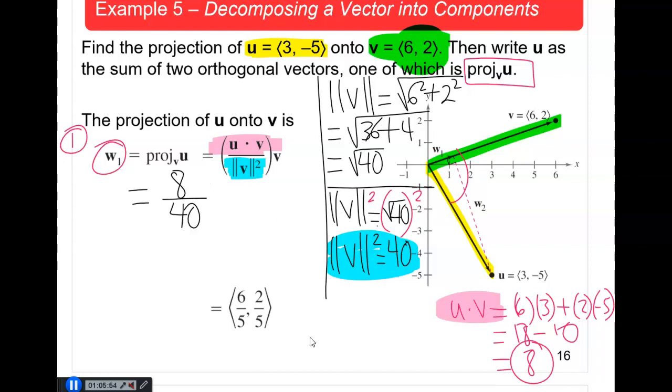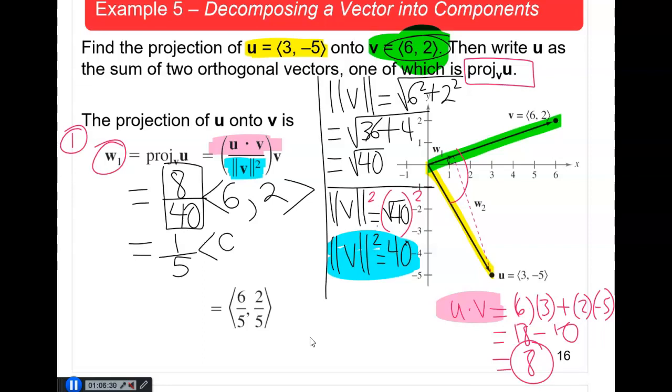And instead of parentheses, I'm going to use the correct notation that this book is using. And so that will come from here, 6 and 2. Now we could reduce or simplify the scalar here. So both numbers are divisible by 8. So 8 divided by 8 is a 1. And 40 divided by 8 is a 5. So we're going to be distributing 1/5 to the vector.